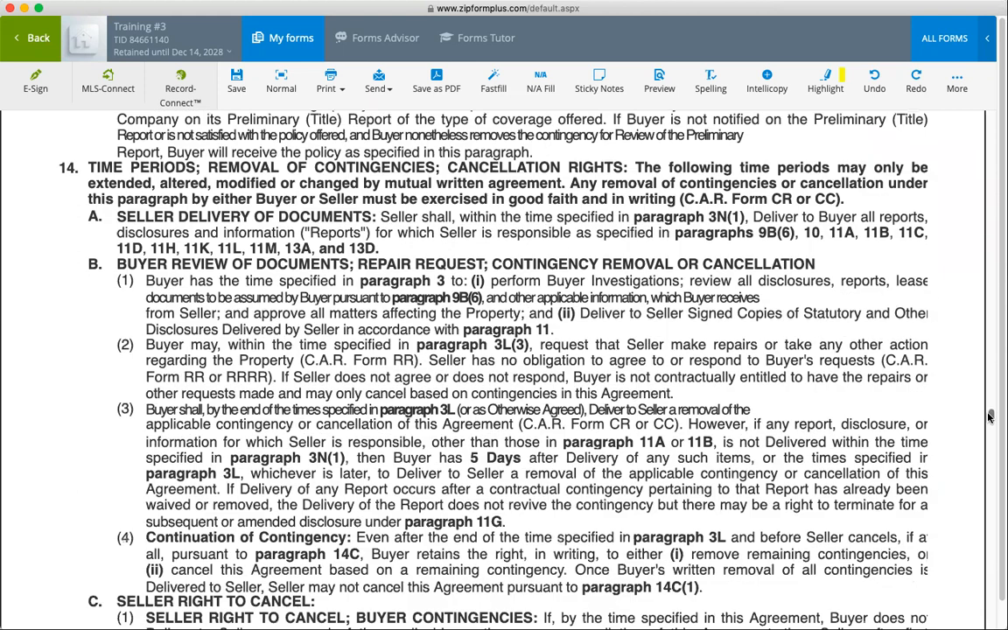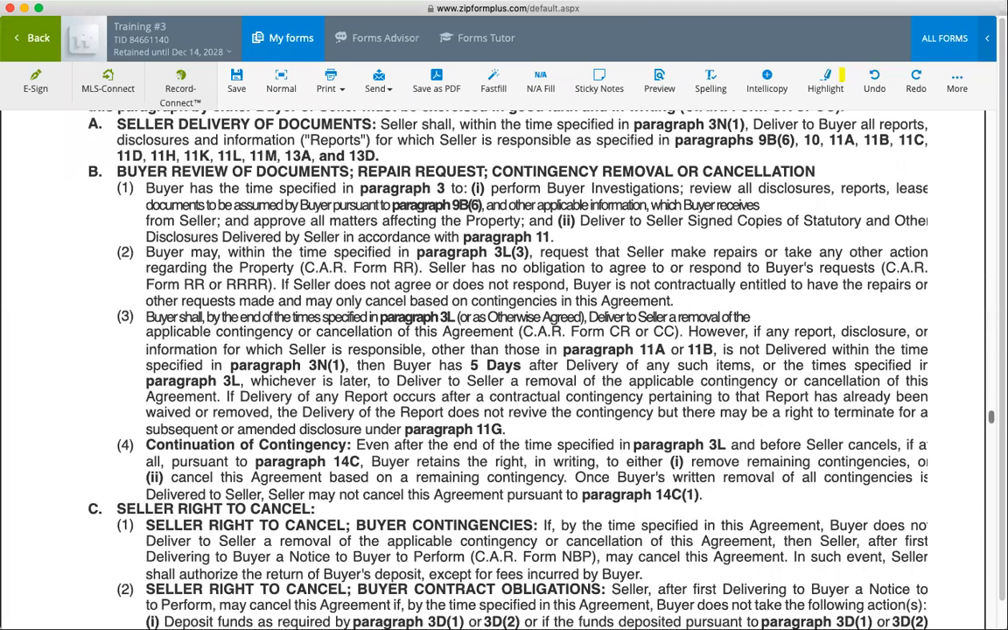Then the always important paragraph 14, which talks about the time periods for these different things that are going to happen. You see this refers back to other paragraphs. The seller is going to deliver under all these different documents under those paragraphs. It refers back to the 3L3 and so forth, where the actual time was specified.